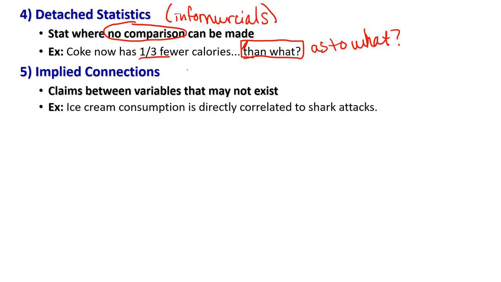Implied connections. This is the classic, you guys. This is the classic correlation: correlation does not mean causation.